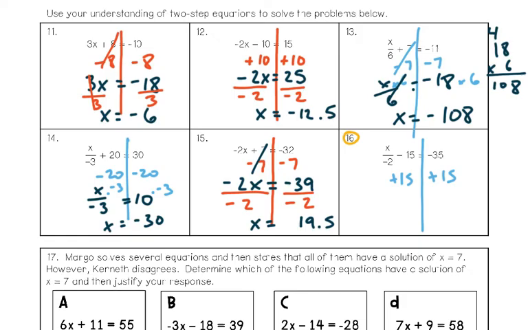And when I do that, I know that this side's going to cancel out and the other side leaves me with negative 45. That answer should be negative because there's more negatives than positives. However, if the signs are different, I'm going to subtract them. 35 minus 15 is 20. So negative 20 equals x over negative 2.